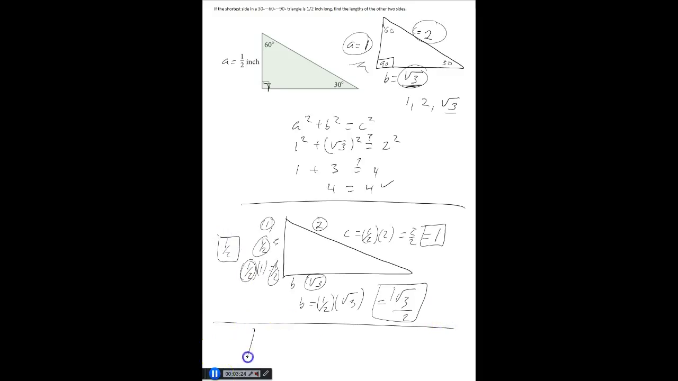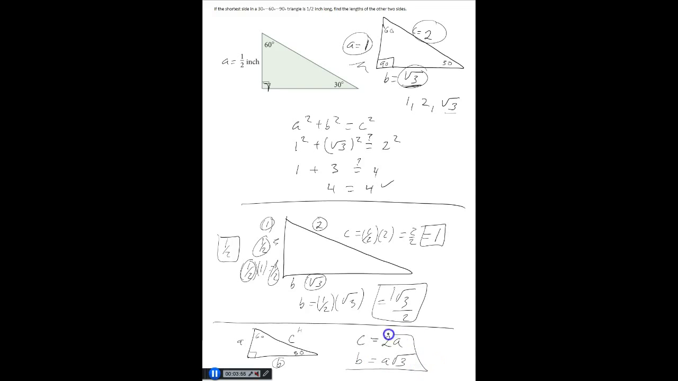So from this we can make some generalizations. If we draw our 30, 60, 90 triangle, so this is our 30 again, here's our 60, and here's our 90. This is side A, side B, side C. We can say side C, or the hypotenuse, is equal to 2 times A. And we can also find side B. Side B is equal to A times the square root of 3.